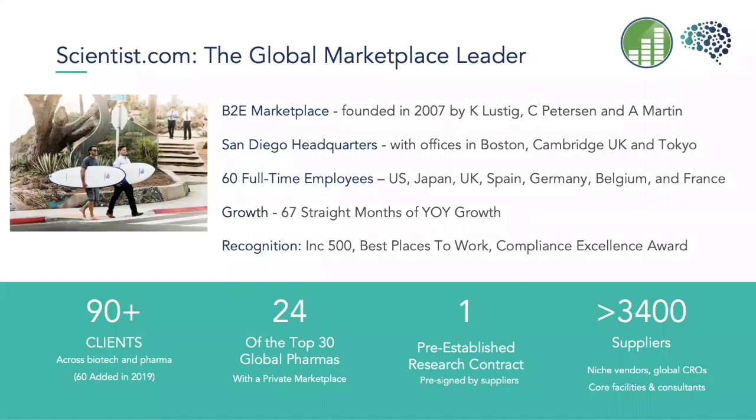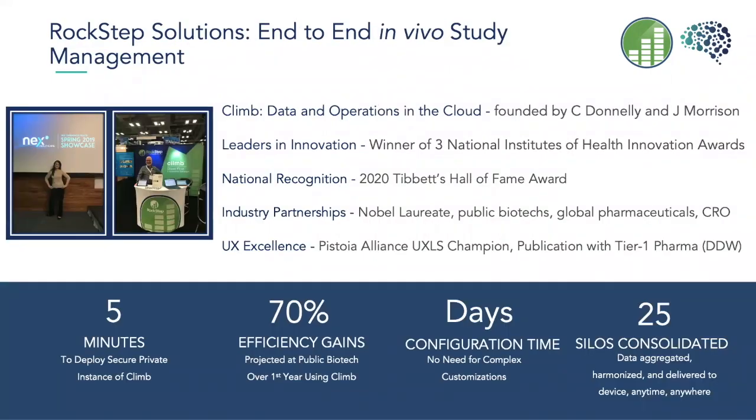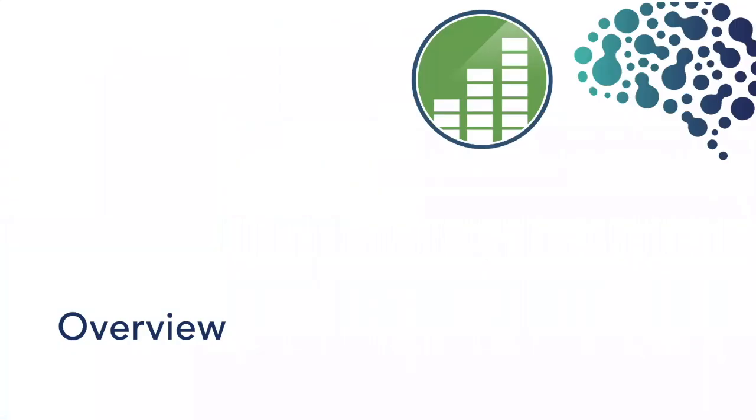I'd like to give you a little overview of Scientist.com. We're a B2E marketplace that was founded in 2007, and while we're headquartered in San Diego, we have offices and employees all over the world. We're currently supporting over 90 clients and over 3,400 suppliers utilizing our one pre-established contract model. And RockStep Solutions is the maker of the software called Climb, which is for in vivo data and operations. Officially founded in 2016, we are the winners of 3 National Institutes of Health Innovation Awards for revolutionizing research workflows with future-proof technology. And now on to our overview.